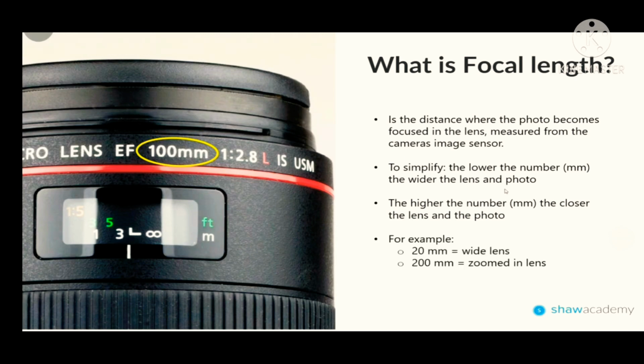So for example, a 20 millimeter lens is a wide lens. A 200 millimeter lens is a zoomed in or a telephoto lens. It's 10 times more zoomed in compared to our 20 millimeter lens. Okay, so that's just the simplified version of it. The lower the millimeter, the wider the lens. The higher the millimeter, the more zoomed in, or the closer you are going to be to your subject.